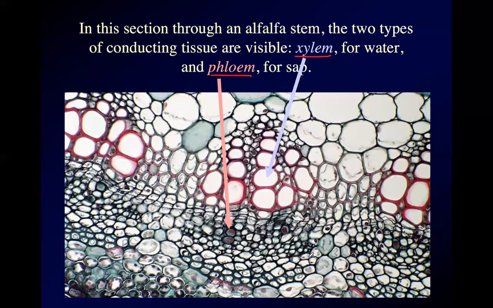And if you've ever noticed, when you bite celery, you get these little strings that sometimes get caught between your teeth. You get these strands. Each one of those strands is a bundle of xylem cells joined with a bundle of phloem cells. That's how the celery plant would get water from the roots up to the leaves and nutrients from the leaves down to the roots.